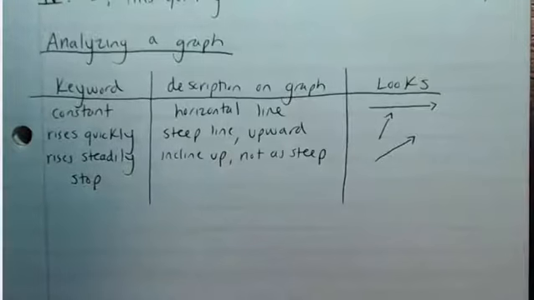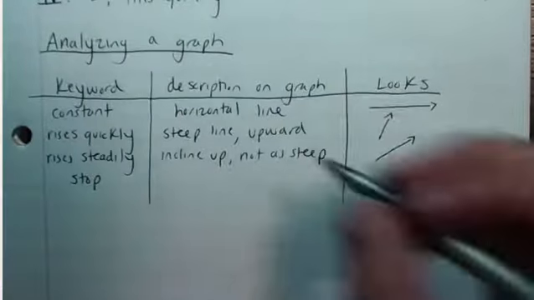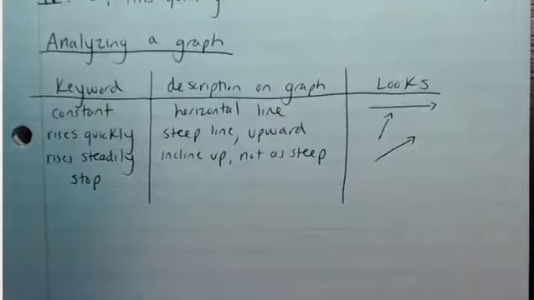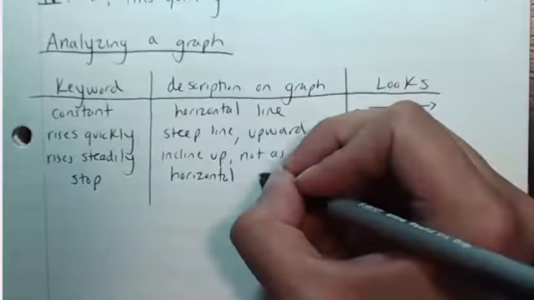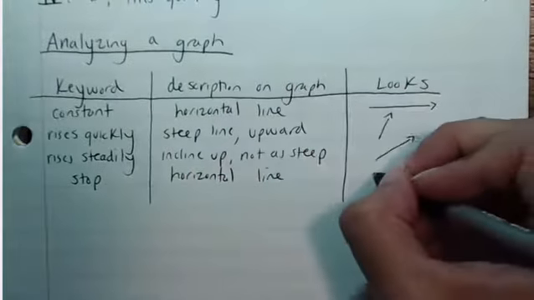If something stops, how would you describe that? Again, if you're at a standstill, so you're driving your car and you're at a stop sign, okay, time moves on, but your speed doesn't change. So again, that could also be a horizontal line depending on the situation.